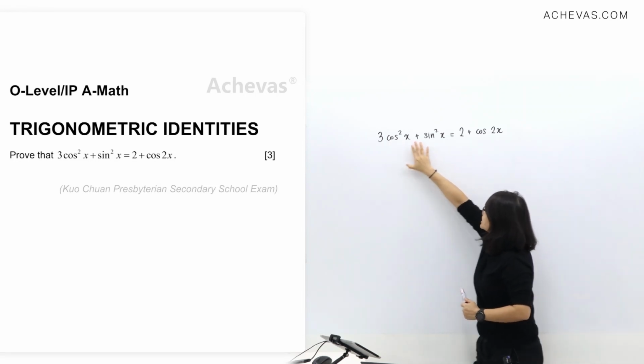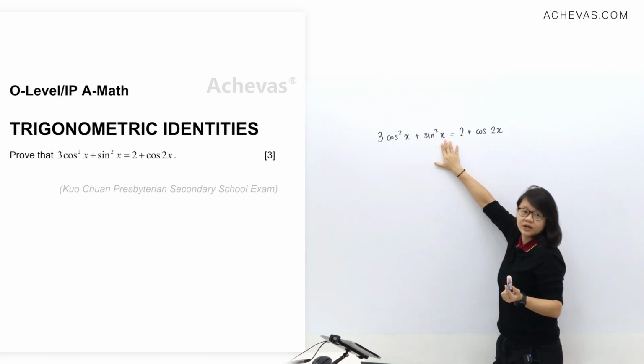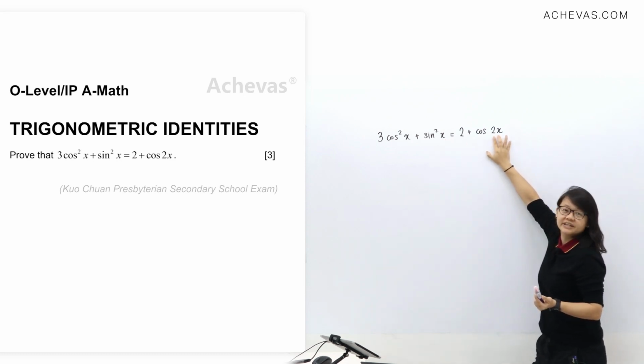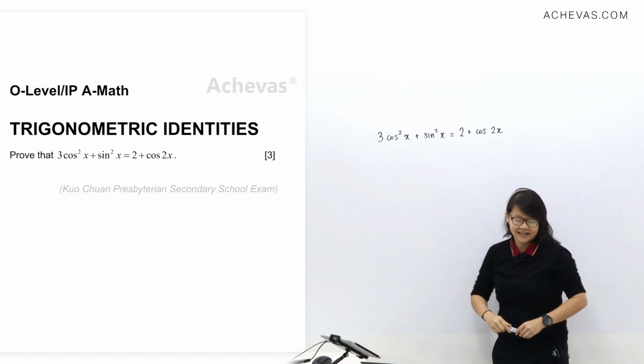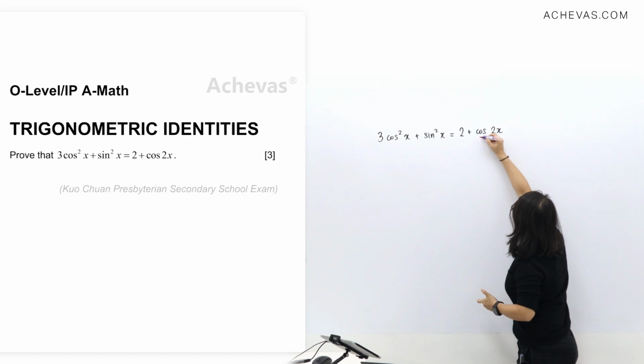We have this x here and this x here. But if we take a look at the right-hand side, we have a 2x over here. So for my personal preference, I would like to start from the right-hand side. Now, I'm going to underline this cos 2x.